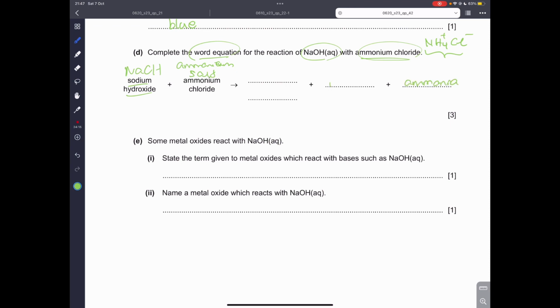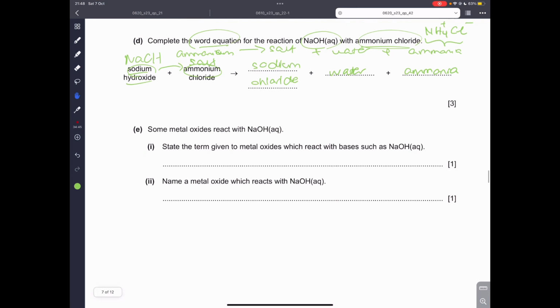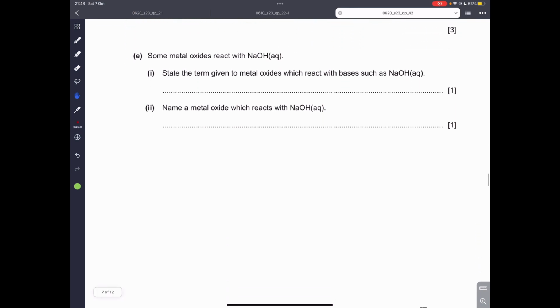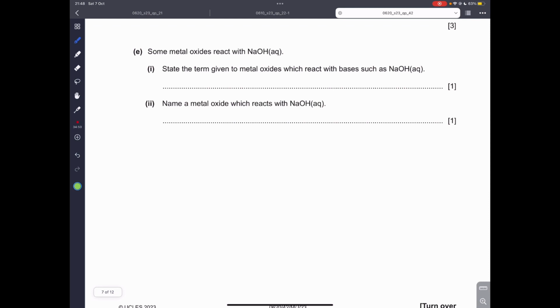You will get water as one of its products, and because the sodium is displacing ammonium from its salt, it's going to form sodium chloride. So the general equation is like this. You're going to form a salt, a metal salt, plus water, plus ammonia. Ammonia will always be produced if you add sodium hydroxide to an ammonium salt. And this is your 3-mark question. Very easy questions. Okay, next question.